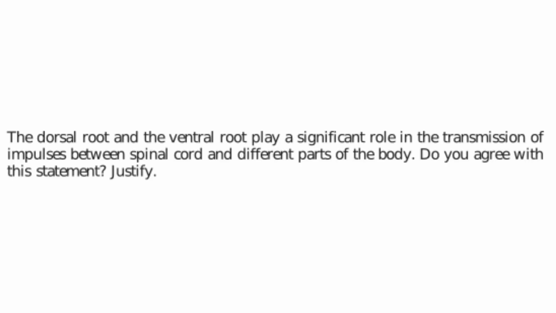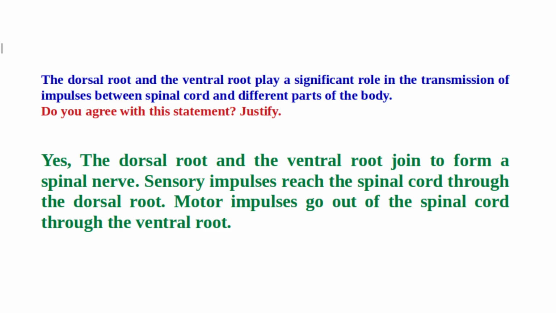Here the options are A, central canal, B, sensory impulses, and C, ventral root. Next question. The dorsal root and the ventral root play a significant role in the transmission of impulses between the spinal cord and different parts of the body. Do you agree with this statement? Justify. Here the statement is correct. So we agree with this statement because the dorsal root and ventral root join to form a spinal nerve. The spinal nerve carries sensory and motor impulses. Here sensory impulses reach the spinal cord through the dorsal root and motor impulses go out of the spinal cord through the ventral root. Since it carries both sensory and motor impulses, all spinal nerves are mixed nerves.